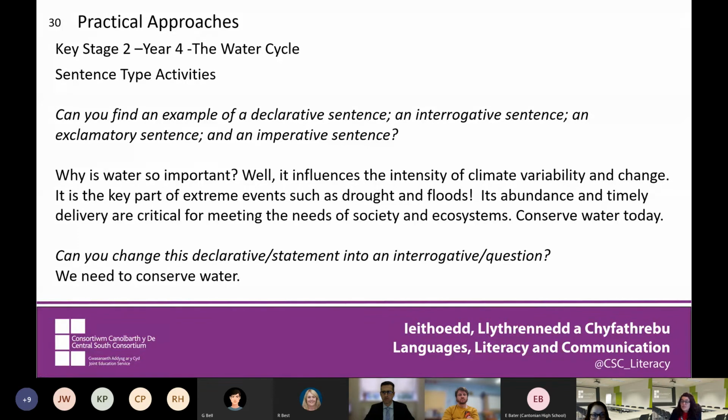There are more opportunities to use sentence types. You can have learners practice distinguishing between them. For example, can you find an example of a declarative sentence, an interrogative sentence, an exclamatory sentence, and an imperative sentence? Or you can use the pupil-friendly terms, such as, can you find an example of a statement? Additionally, you can ask learners to practice changing a sentence type into a different sentence type. So for example, can you change this declarative statement into an interrogative or a question, depending on what terms you choose to use?